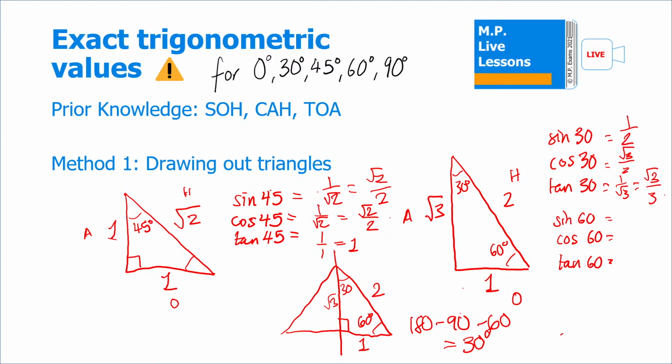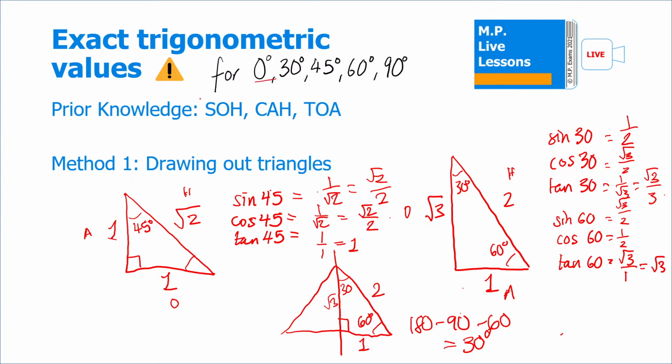We'll erase those again, and we'll do it for 60 degrees. So this would be adjacent, hypotenuse still, and then opposite. So sine 60 now is root 3 over 2. Cos 60 would be a half. Then tan 60 would be just root 3 over 1, or just root 3.